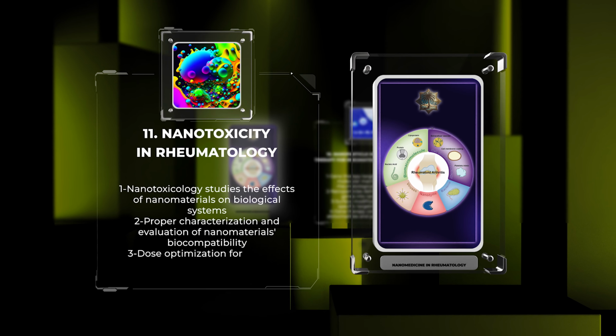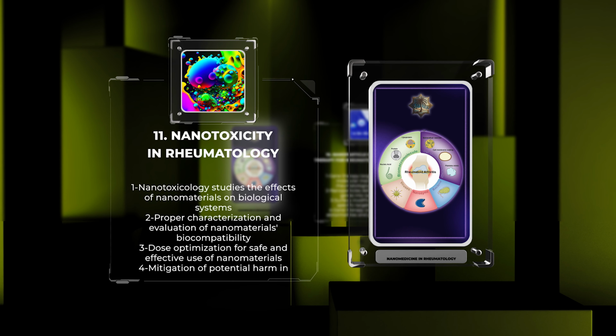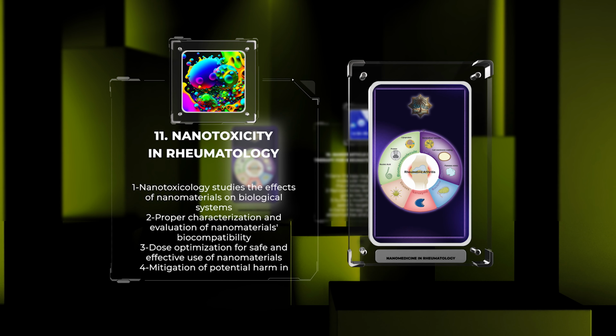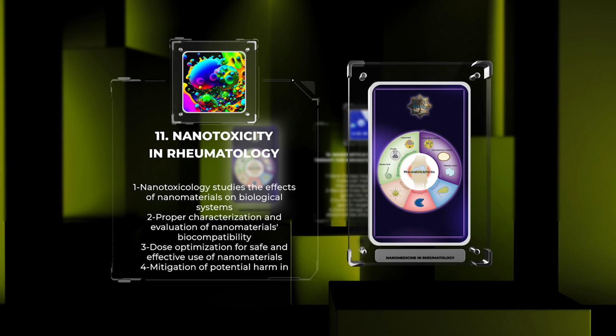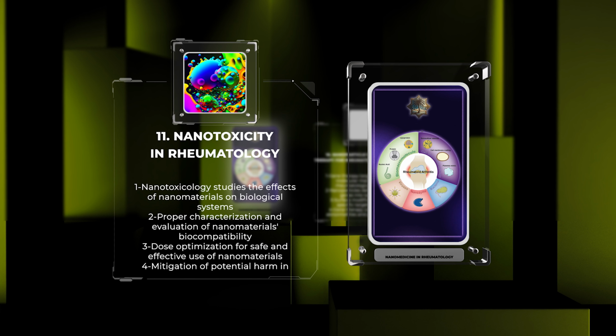in rheumatological disorders. As with any advancing field, it is crucial to address the potential risks and safety concerns associated with nanomedicine. Nanotoxicology aims to understand the effects of nanomaterials on biological systems and develop strategies to mitigate any potential harm. In rheumatology, nanotoxicity studies have focused on identifying the impact of nanomaterials on cellular functions, inflammation, and tissue integrity. Proper characterization, biocompatibility evaluation, and dose optimization are essential to ensure the safe and effective use of nanomaterials in rheumatic disorders. Studying nanotoxicity enables researchers to improve nanomedicine's safety profile and develop guidelines for clinical translation.